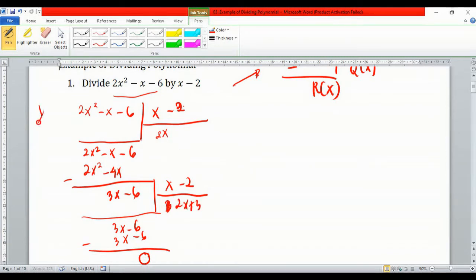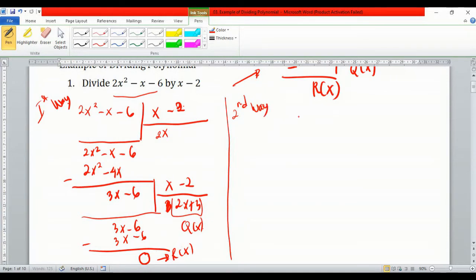This is the first way. Here we have the equation, and the remainder is 0. So this is the way from the jambak. But for the second way, I think the second way is easier.